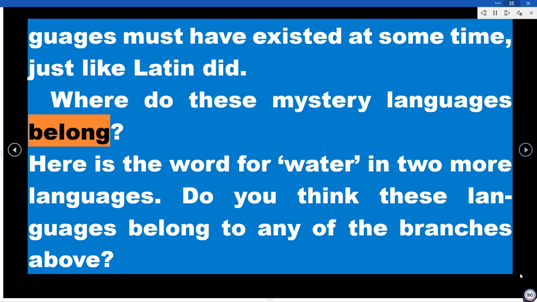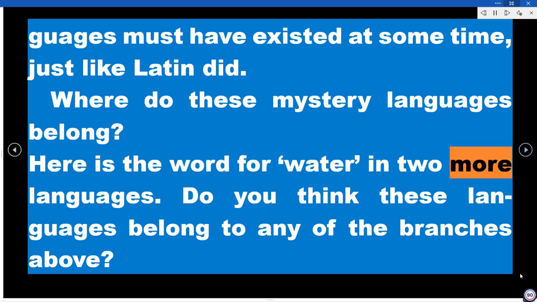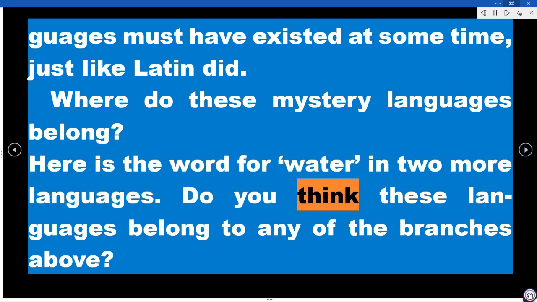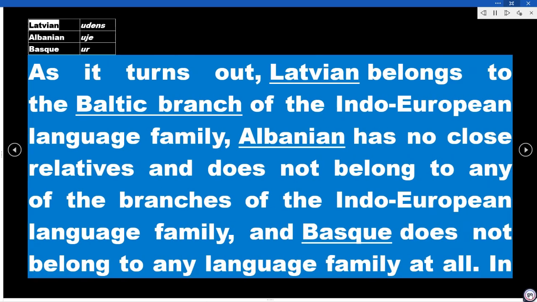Where do these mystery languages belong? Here is the word for water in three more languages. Do you think these languages belong to any of the branches above? Latvian, ūdens, Albanian, ujë, Basque, ur.